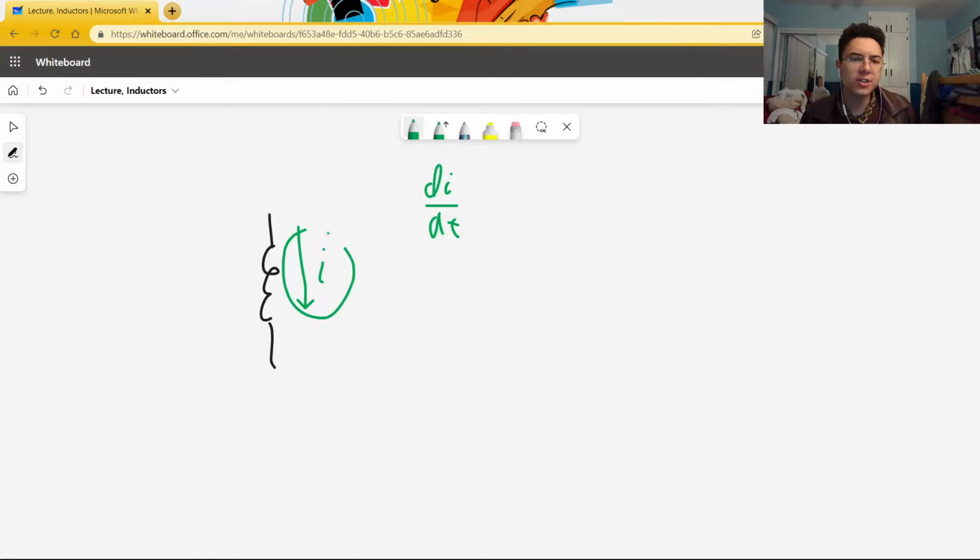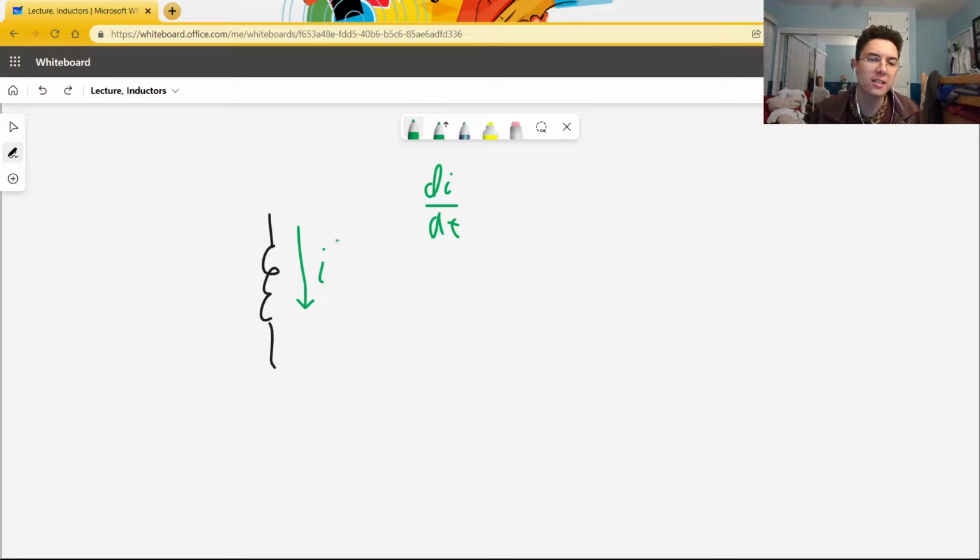Now suppose this current decreases. That means that di dt is negative. It means that the change in current is negative or lowering. Now, if the current in the inductor is decreasing, the inductor does not want the current to change, so it will try and force the current to keep going in this direction.